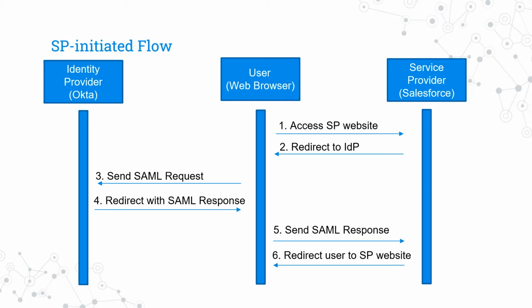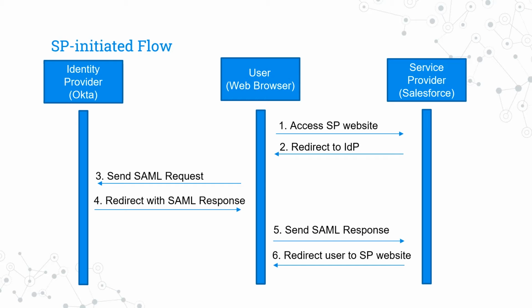In SP Initiated Flow, the user accesses the SP website first. Since the user is not authenticated, it redirects the user to the IDP. During this redirection, the SP sends what's known as a SAML request to the IDP. The IDP reads this SAML request and recognizes that Salesforce was the one who sent the request and prepares a SAML response for Salesforce.